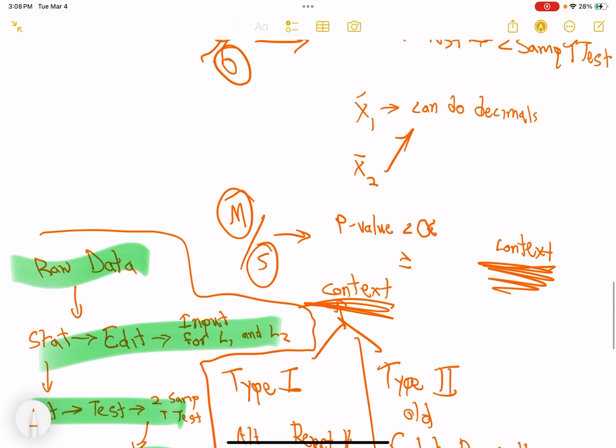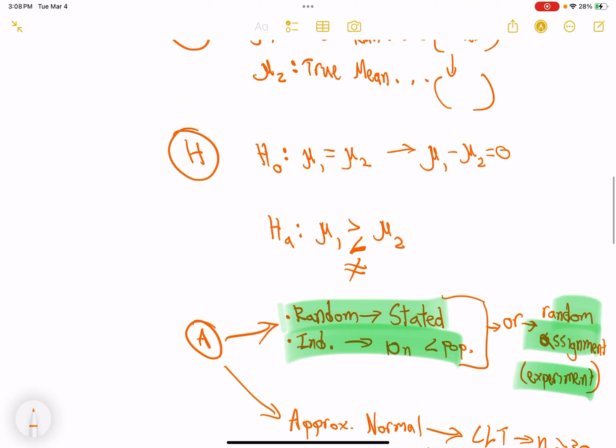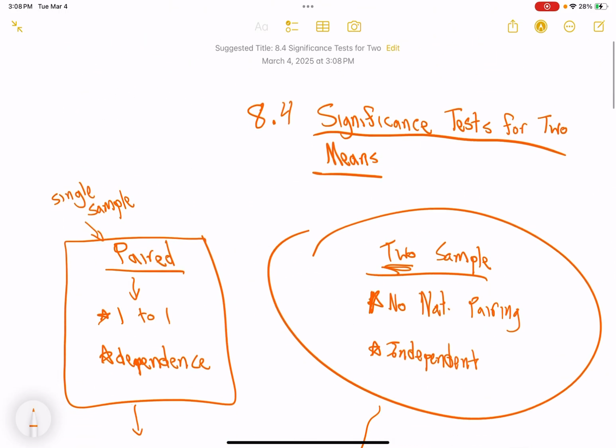Legends, we have done it. We've gotten through all of the 8-point video notes, finishing up with 8.4. You now know how to do significance tests for 2 means. Remember, you are built different. You are built for this. And with me together, we can do anything magnificent in the realm of statistics.